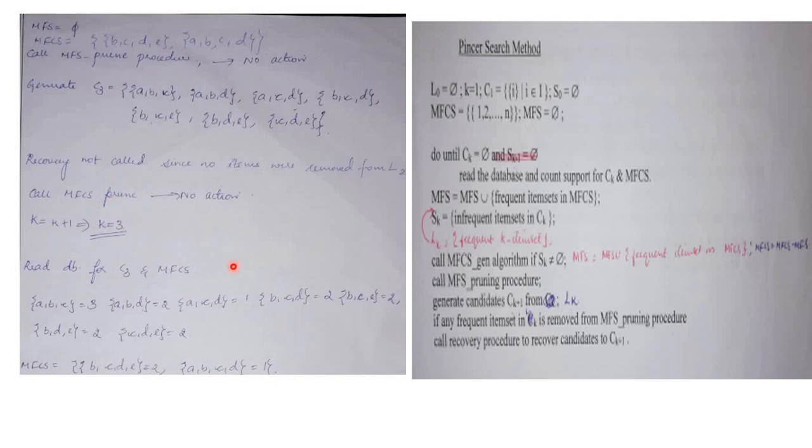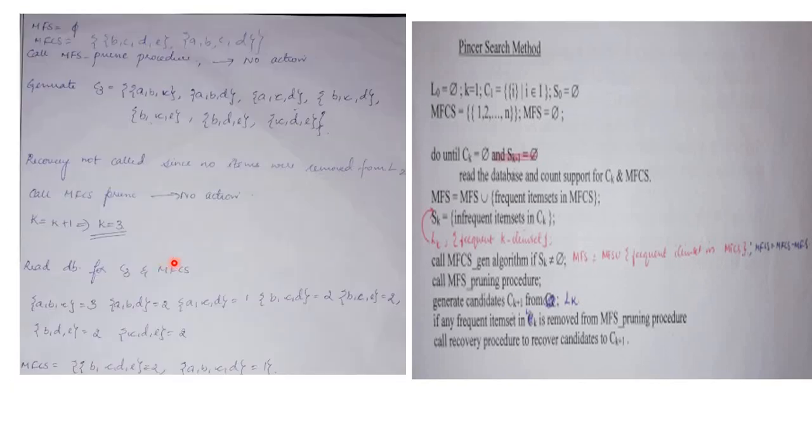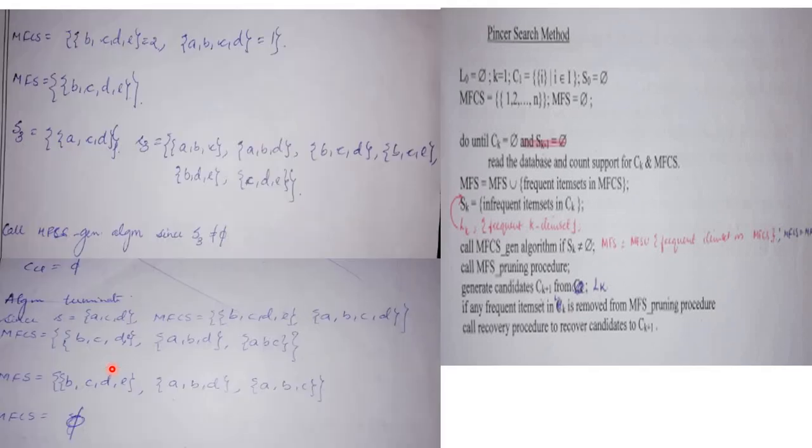Now once again I come to the initial loop, and I see that C3 is not equal to null once again. So I read the count of C3 and MFCS. When I read the count of C3 and MFCS, I get the counts something like this. Okay, going to the next slide.